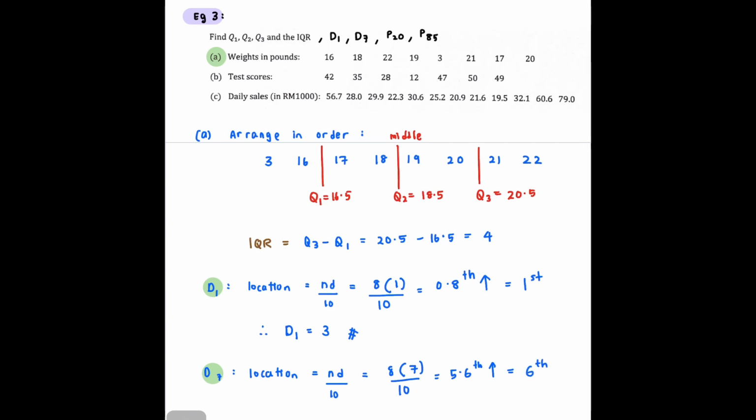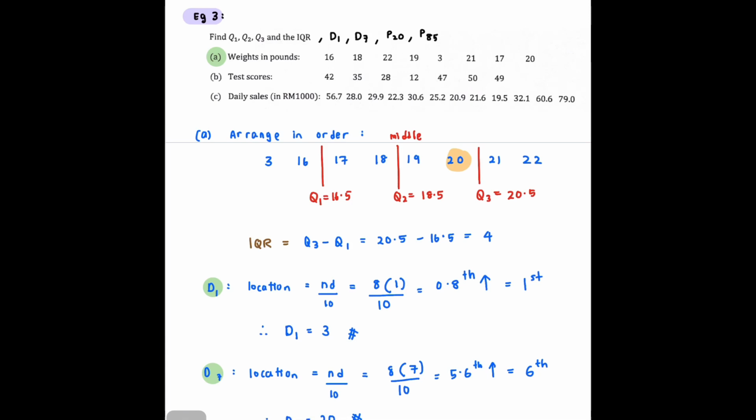Okay, 6. The 6th data. So where is the 6th data? 1, 2, 3, 4, 5 and 6. So this is your answer for decile 7. So D7 will be equal to 20.